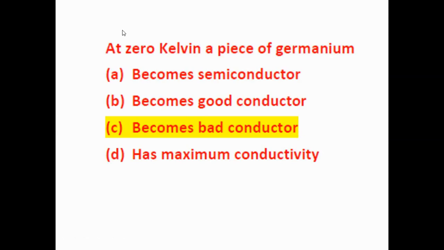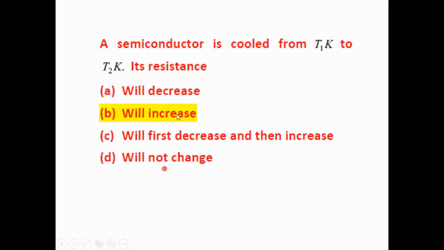Next, at zero Kelvin, a piece of germanium. That means with increasing of temperature, conducting ability of the semiconductors increases. With the decreasing of temperature, conducting ability decreases. So at zero degree Kelvin, the piece of germanium will act as an insulator. So it becomes a bad conductor of electricity.